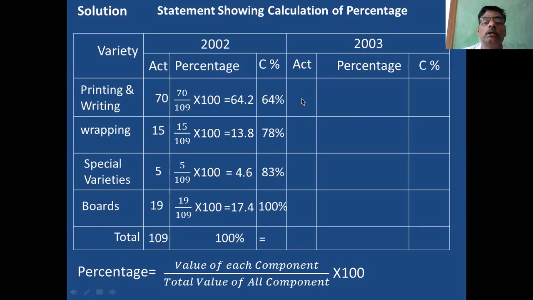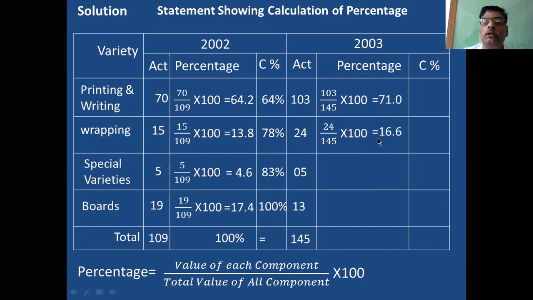In the second, actual values 103, 24, 5, 13, and 145 is the total. Calculate the percentage. 103 divided by 145 into 100 is equal to 71. 24 divided by 145 into 100 is equal to 16.6 nearly. Next is 5 divided by 145 into 100 is equal to 3.4. 13 divided by 145 into 100 is equal to 9. And total is 100%.